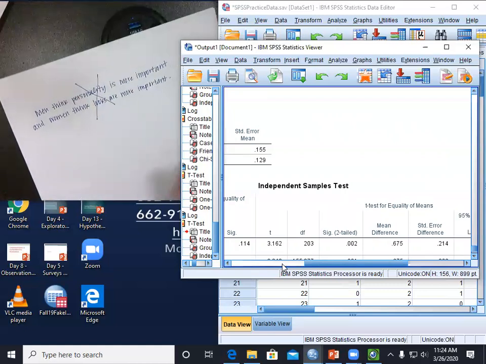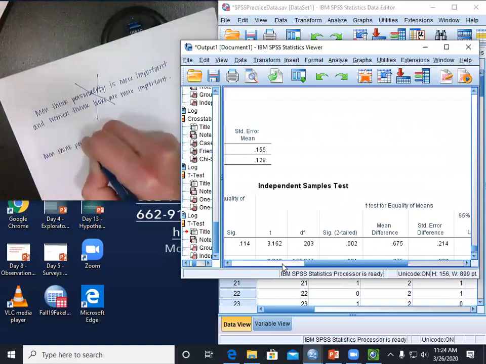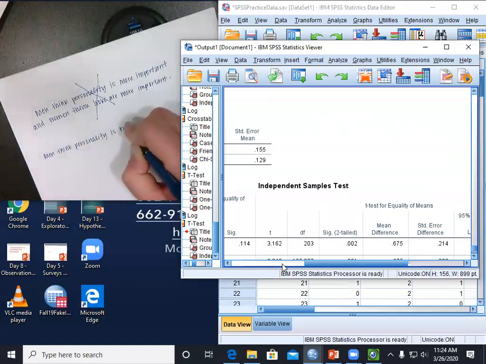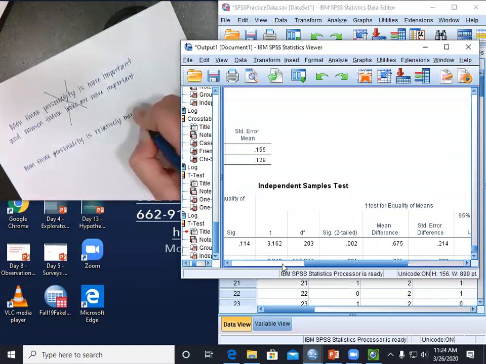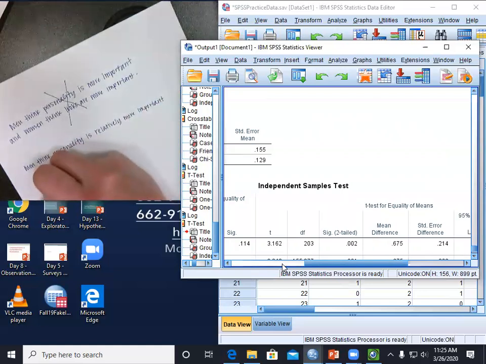The right conclusion is: men think personality is, I'm going to put relatively, because it's relative to looks, relatively more important than the women do.